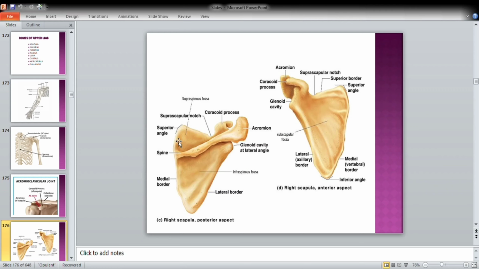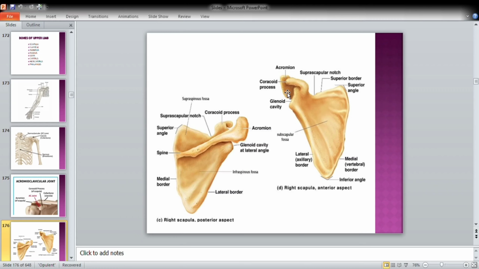Here is the suprascapular notch and the superior angle, and this also includes the superior border. This is the medial border and this is the lateral border. This is the glenoid cavity at the lateral angle, and the acromion process is here too. This is the coracoid process.